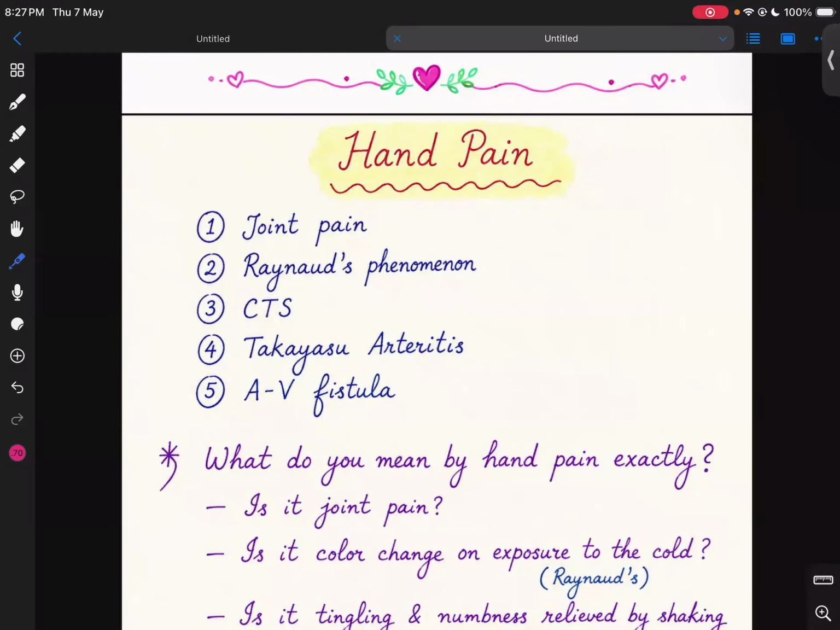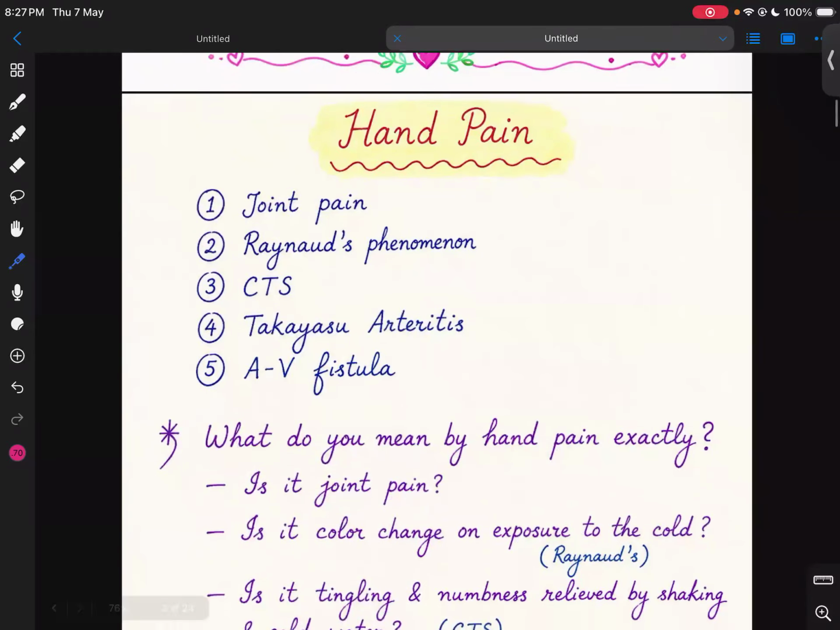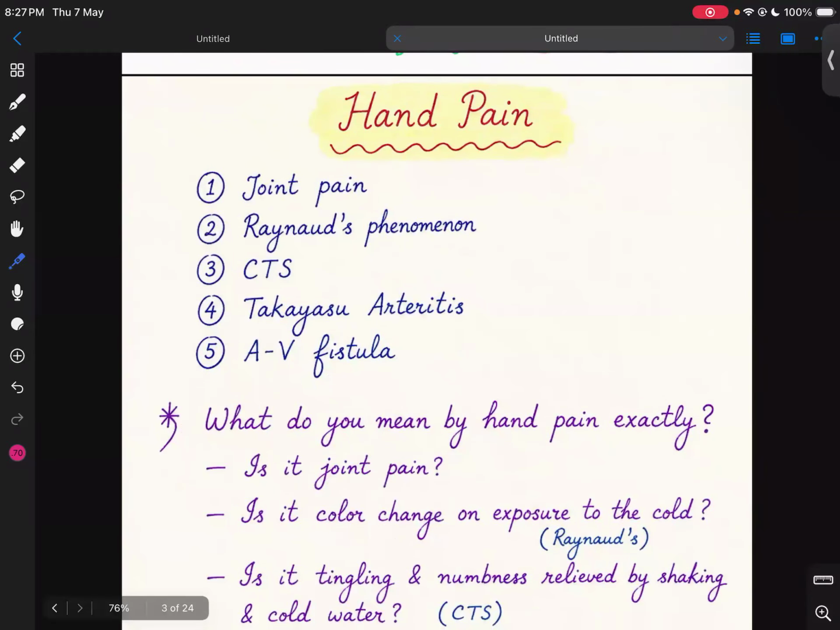Suppose there's a hand pain case. We have to do the general examination according to the disease which you are expecting. Remember the triple CA: confirm the diagnosis, find out the cause, rule out the complication, and find out the association.